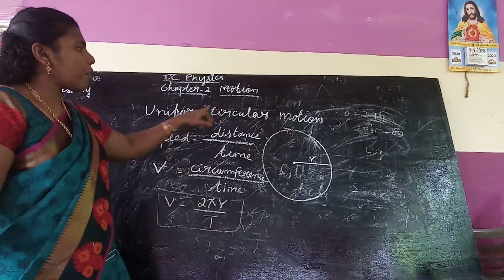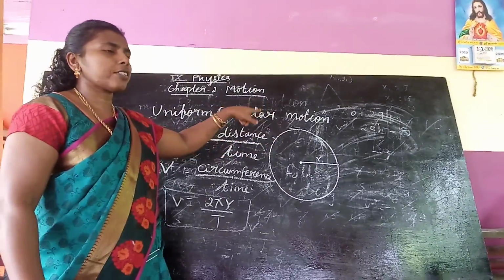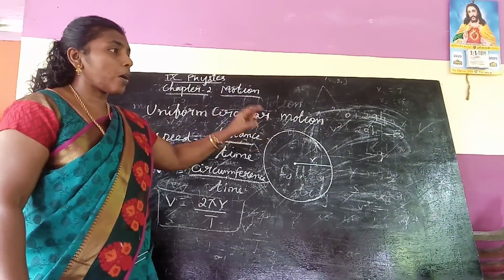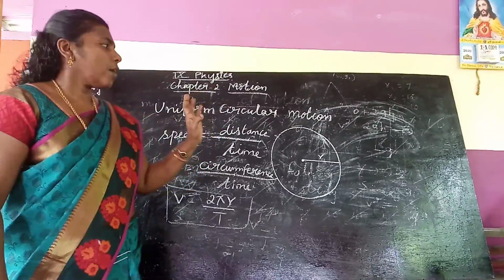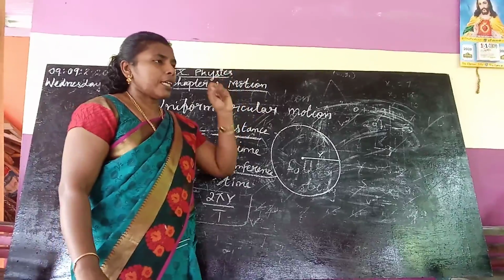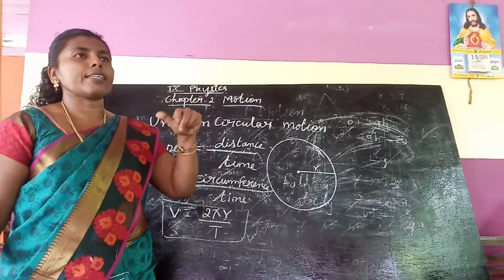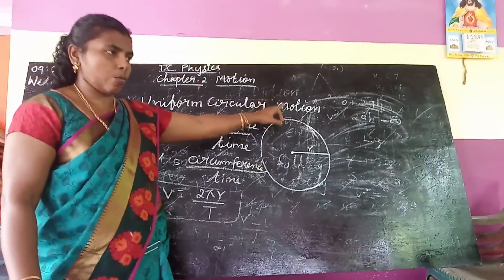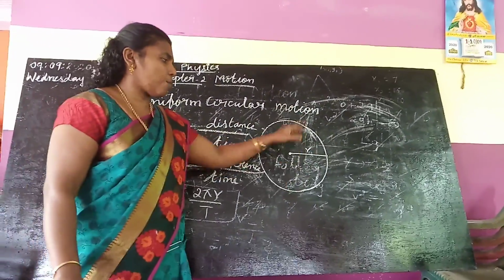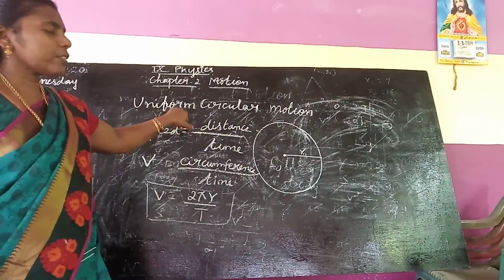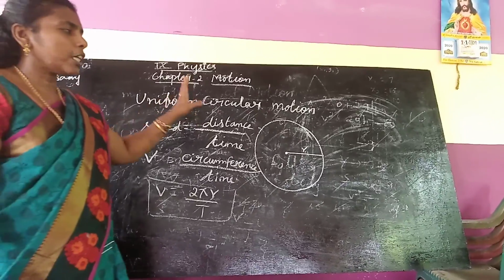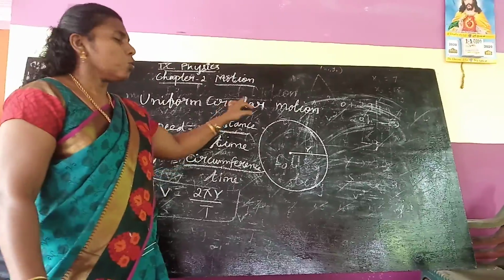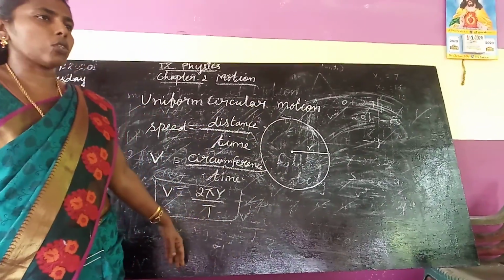So uniform circular motion we have learned. What is uniform circular motion? The object moves along a circular path with a constant speed is called uniform circular motion, or oscillatory motion.